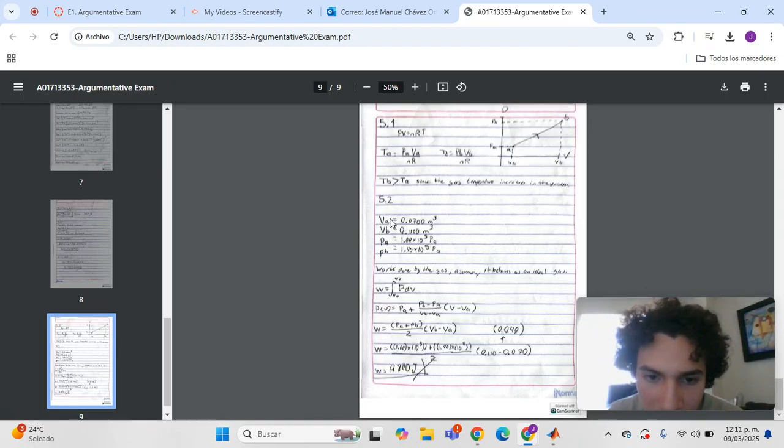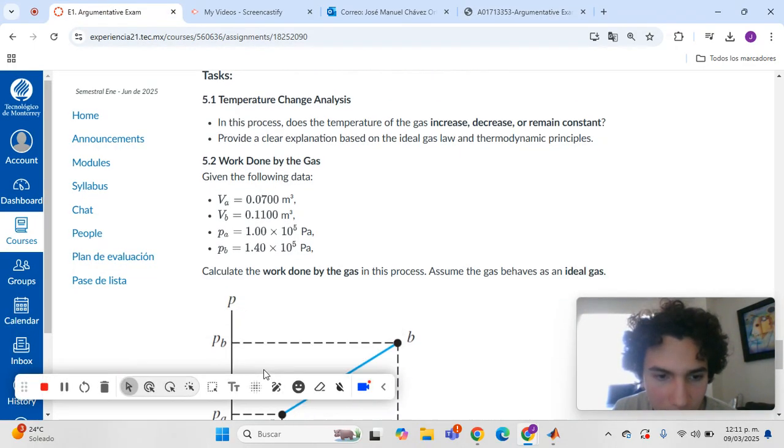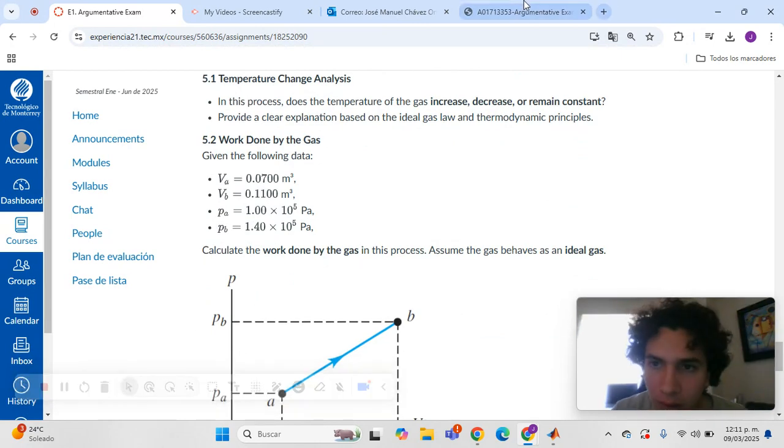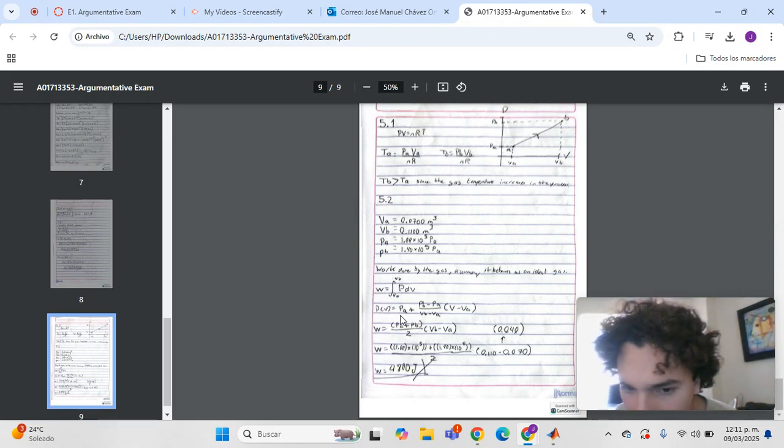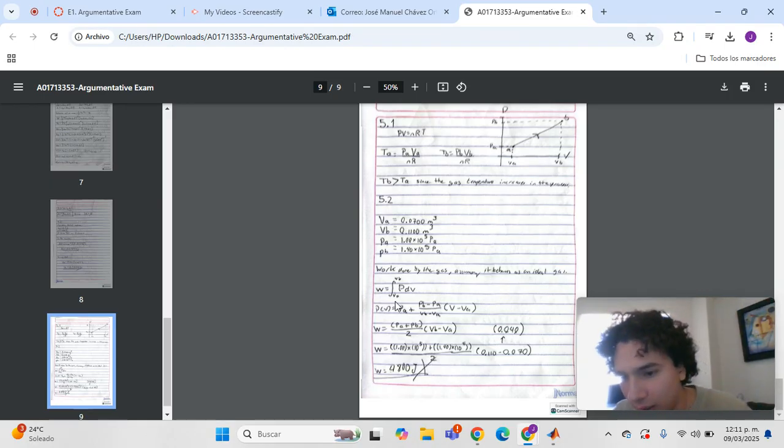And now in 5.2 we have the values, and first of all, in the work done formula for ideal gas, we know this one, and we know that this integral basically just gives this equation over here, and now all we got to do is substitute the values which are given over here, and we get that the work done is 4,800 joules.